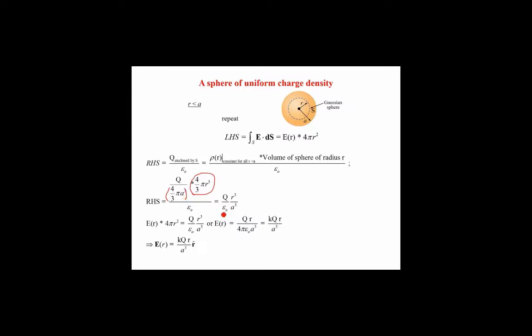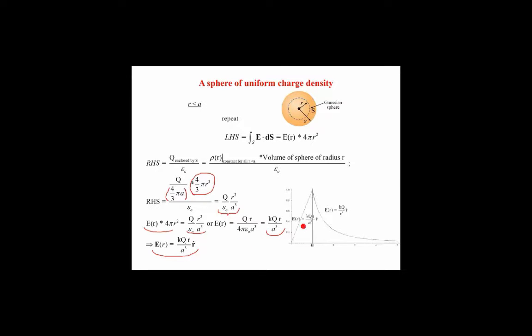Working this out then, for the right-hand side we have this expression, where we have an r cubed dependence here, a cubed over here, times Q. So now we take the left-hand side and the right-hand side, and we solve for the field as a function of r, the magnitude. Putting that in, notice you had an r cubed here and an r squared, so we end up with an r dependence which is just linear in r. So the E field inside is given by this expression, and as long as r is less than a, we have this for the E field.